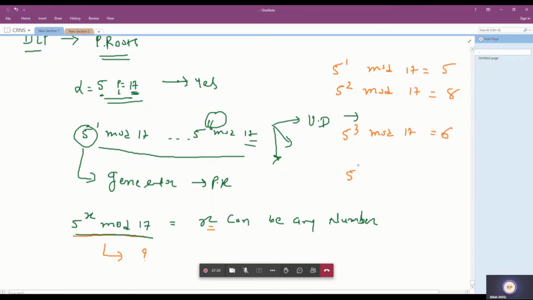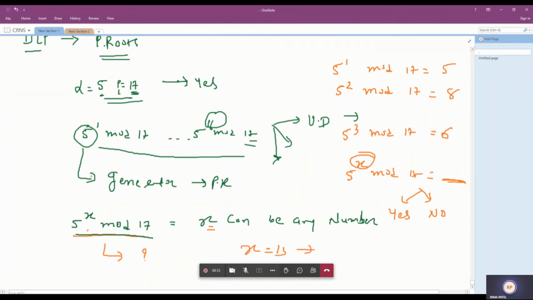Now I'm saying I have 5 raised to x mod 17, where x can be any number. Will you be able to find this easily? It may be any number, even 20. Not easily, but you will be able to find a value. So if I give 5 raised to x mod 17, for me x is, let's say, 13. Yes, I will be able to find the value.